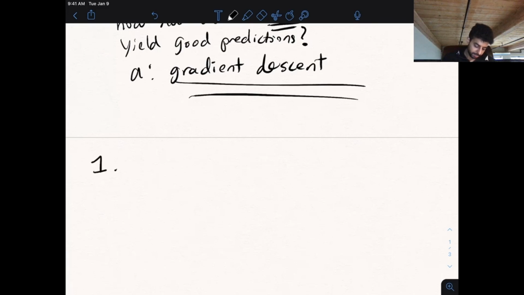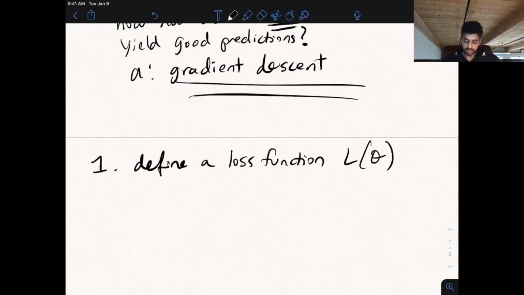So the first step is we need some way of determining how good our current set of parameters is at predicting the next word, right? So we need to measure that somehow. And we're going to do that by defining a loss function. We'll call it L. And L is a function of our model parameters. We commonly use theta to refer to all of our model parameters.